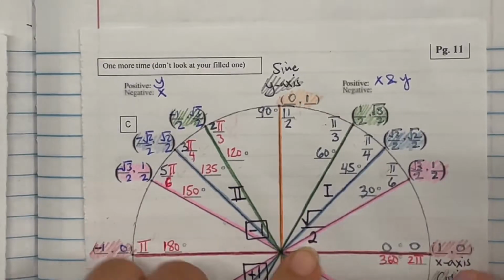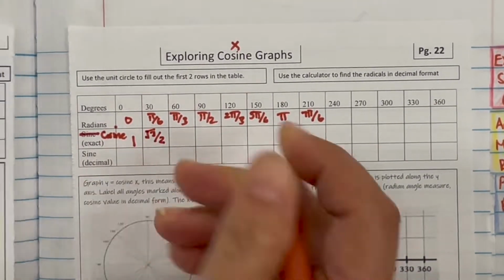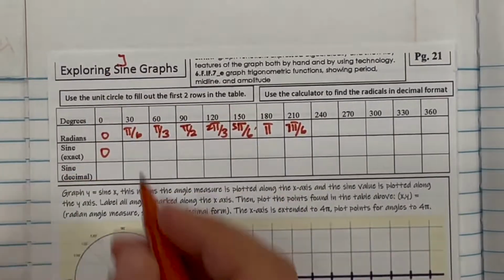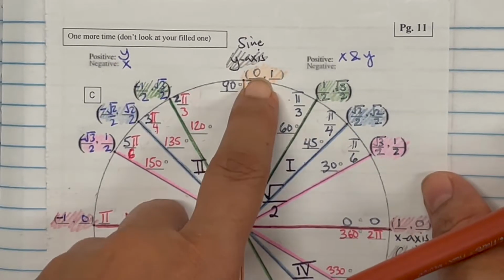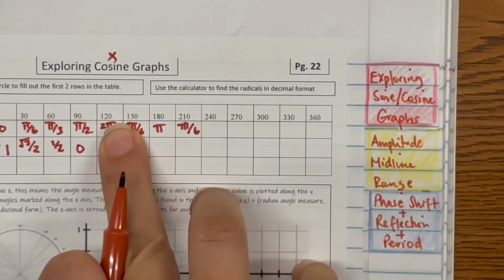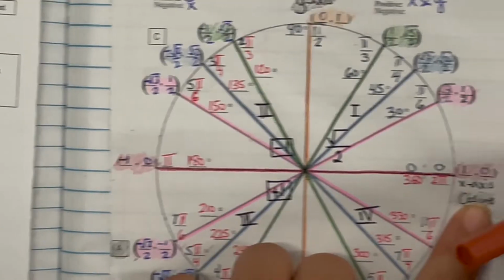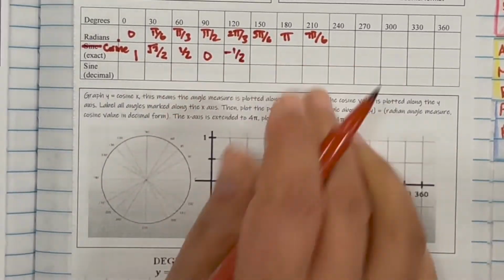And I'm going to repeat this process for everyone. So for 30, it's radical 3 over 2 for x, radical 3 over 2 for cosine, and 1/2 for sine. And I'm going to keep doing this all the way through. So 60 is 1/2 and radical 3 over 2. So 1/2 for cosine, radical 3 over 2 for sine. 90 is 0, then 1. So 0 for cosine, 1 for sine. 120 is negative 1/2 and radical 3 over 2. So negative 1/2 for cosine, radical 3 over 2 for sine.